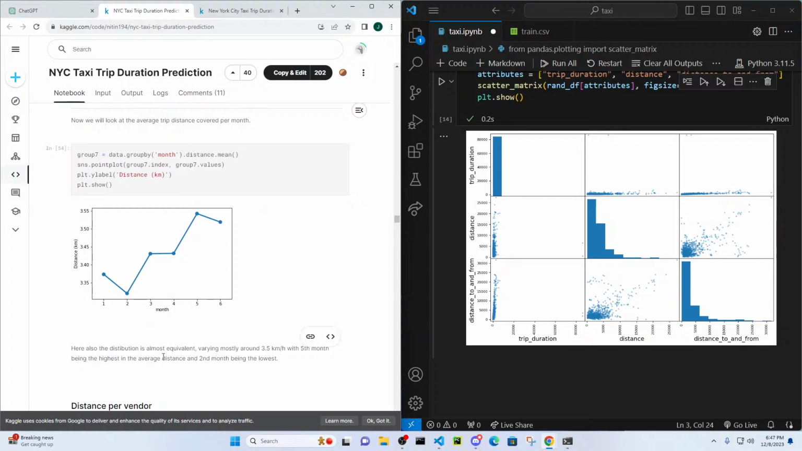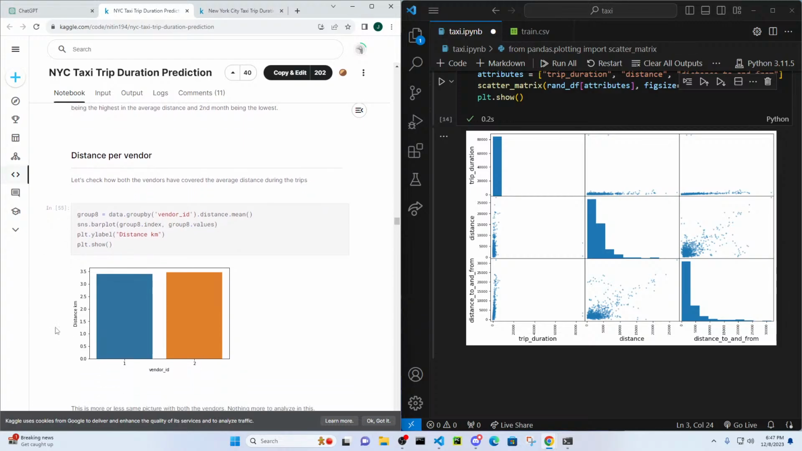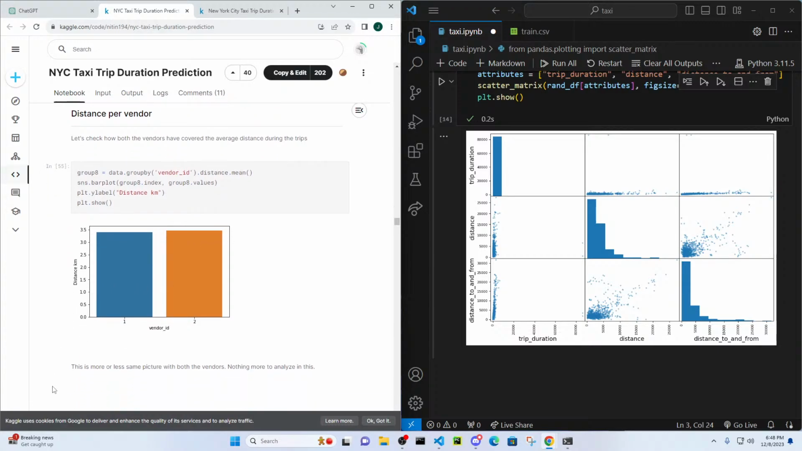So here also the distribution is almost equivalent, varying mostly around 3.5 kilometers, with the fifth month being the highest in the average distance and the second month being the lowest. So he's finding the highest and the lowest. Distance per vendor. So he's grouping by the vendor ID, finding the average distance, and the distance is pretty similar as far as the vendor goes. It's about 3.4, 3.5. This is more or less the same picture with both vendors. Nothing more to analyze in this.